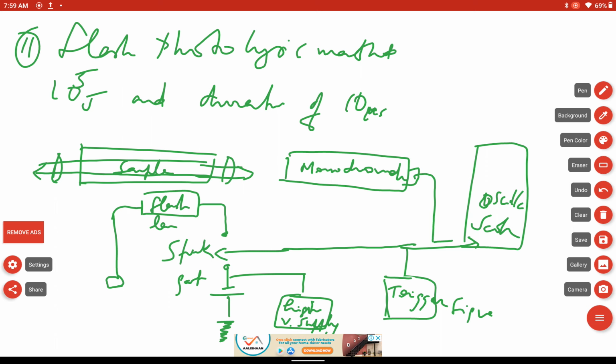അപ്പോൾ ഇതിനെ Norrish and Porter got a Nobel Prize. And flash photolysis can be used for recording the spectra of free radicals such as CH2 radical, NH3, CLO. അപ്പോൾ അതുപോലെ concentration as low as 10⁻⁶ molar concentration.